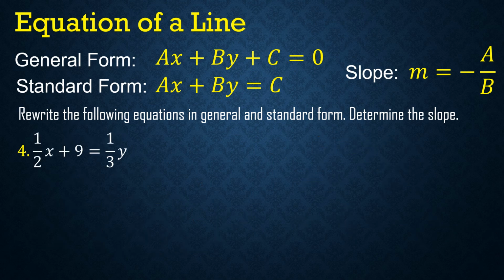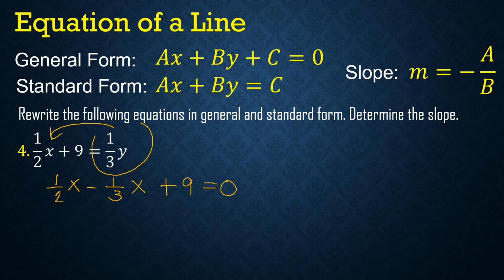So what about this fourth example? 1/2 x plus 9 is equal to 1/3 y. So here we can just move 1/3 y on the other side. So we have 1/2 x minus 1/3 y plus 9 is equal to 0. However, you might as well choose to have no fraction in this case. So makikita natin 2 and 3 ang LCD ay 6. So sa madaling salita, pwede tayong mag-multiply ng 6 sa magkabilaan.